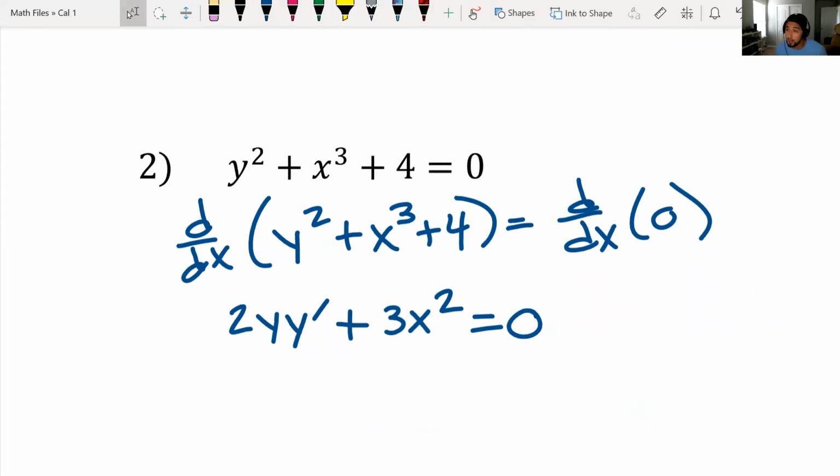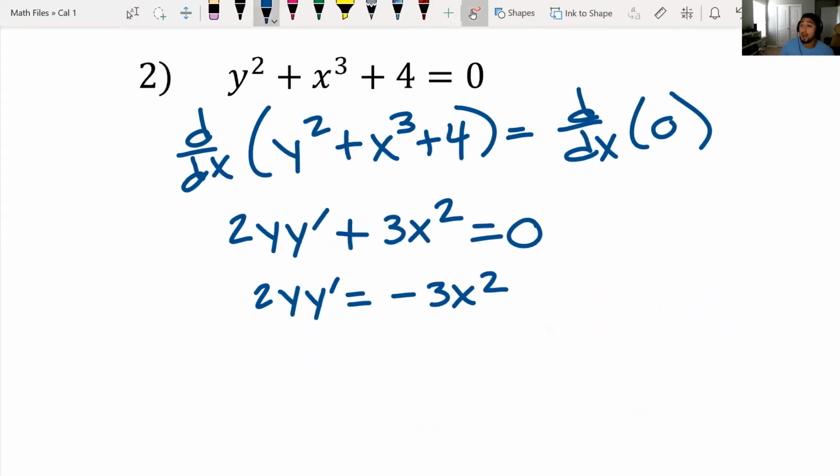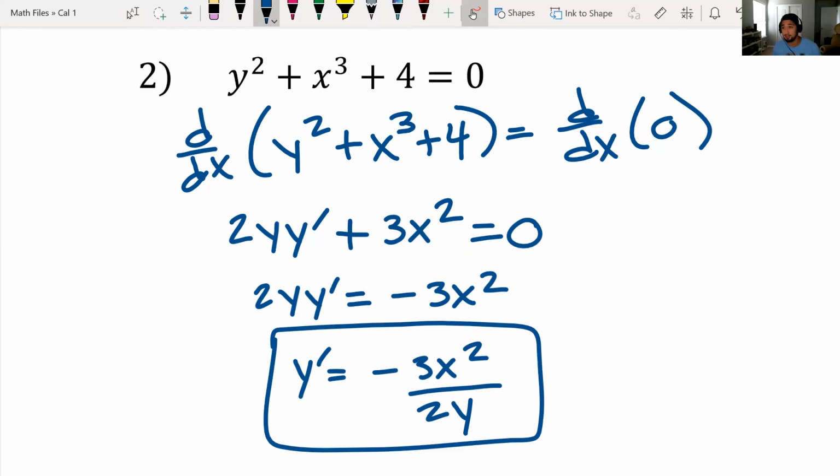Now solve for y prime. Subtract 3x squared to the right. Divide by 2y. And we get negative 3x squared over 2y is equal to y prime. That's it. And now, let's say that we wanted to solve for y on this one. I'm just going to show you why implicit makes our life easier.